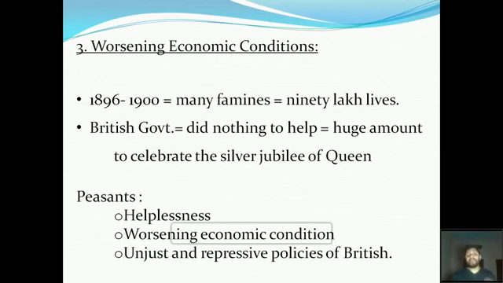And the unjust and repressive policies of the British, all these together forced them to take a decision against the British. Peasants were already helpless, and at the same time there were unjust and repressive policies of the British which they enforced on the people of India. The peasants were moving from bad to worse. So in such cases people started to think against the British. So that's about the worsening of economic conditions leading to the emergence of assertive nationalism.